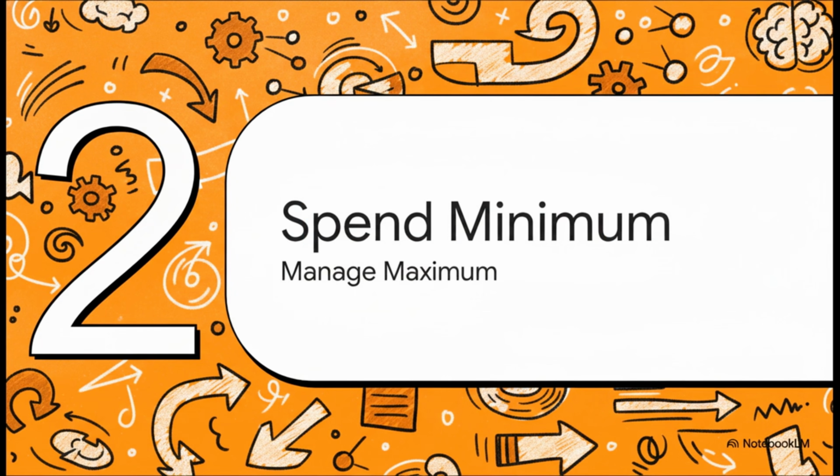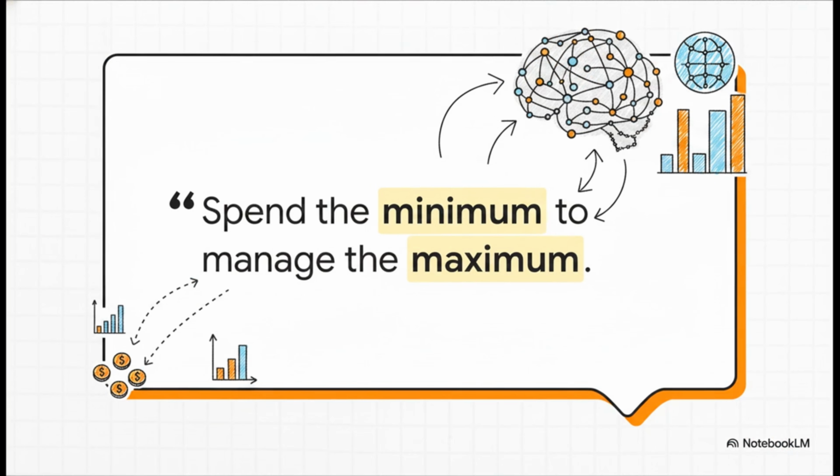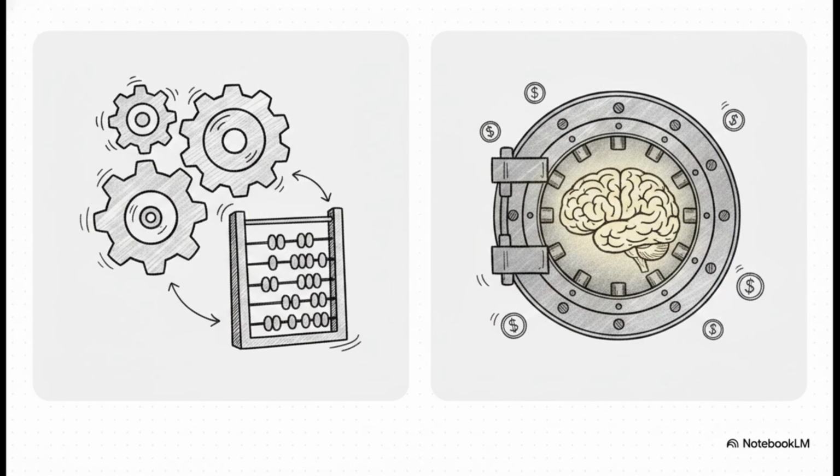Section 2. Spend minimum, manage maximum. Meridian fixes this autonomously through one simple core thesis: spend the minimum to manage the maximum. Basically, most of the machinery for staying alive, stuff like token counting and stall detection, is completely free and deterministic. You only pay for expensive model calls when you need genuine reasoning.